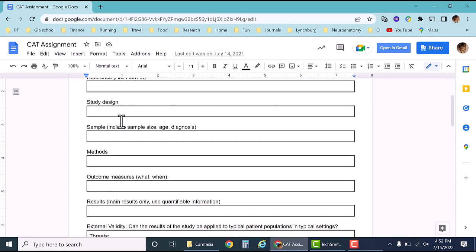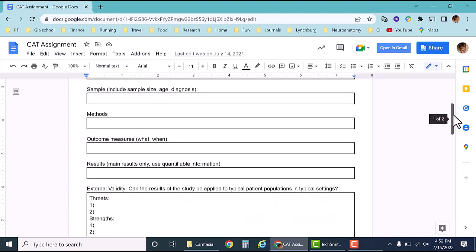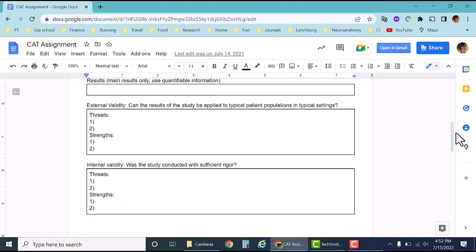For study design, sample, methods, and outcome measures, as well as results, this is something that we covered in Clinical Inquiry 1, and I'm hopeful that you'll be able to find the majority of this information readily available in the abstract. Finally, we've spent the last week or so talking about external and internal validity threats and strengths for your particular chosen article. Hopefully you've had some feedback from an instructor as well as some of your classmates that were in your group on these two topics.